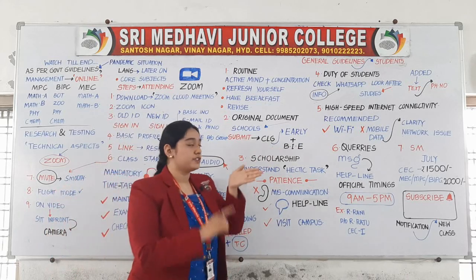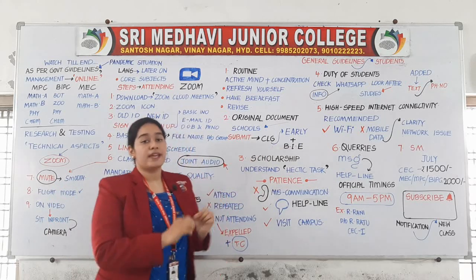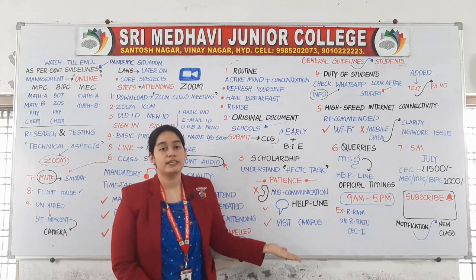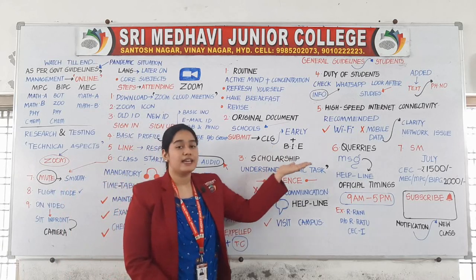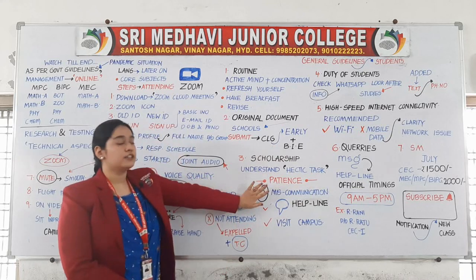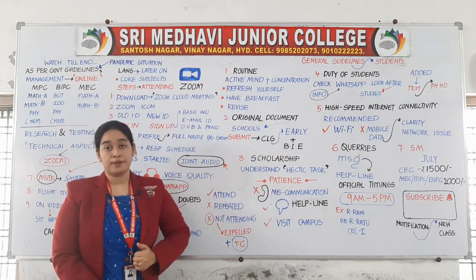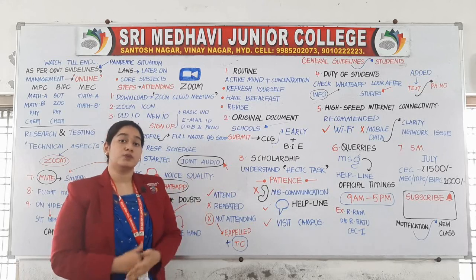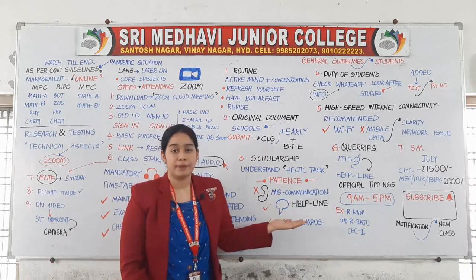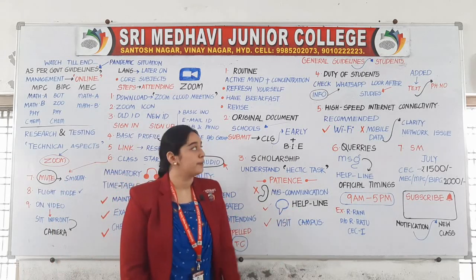Then the third thing is about scholarship. For the state, central and any other scholarship, the parents and students need to have patience during the whole task, as it is a very hectic procedure. So instead of making calls, because it leads to miscommunication between the parent and the management, try to message on the helpline number, or if possible you can also visit the campus.